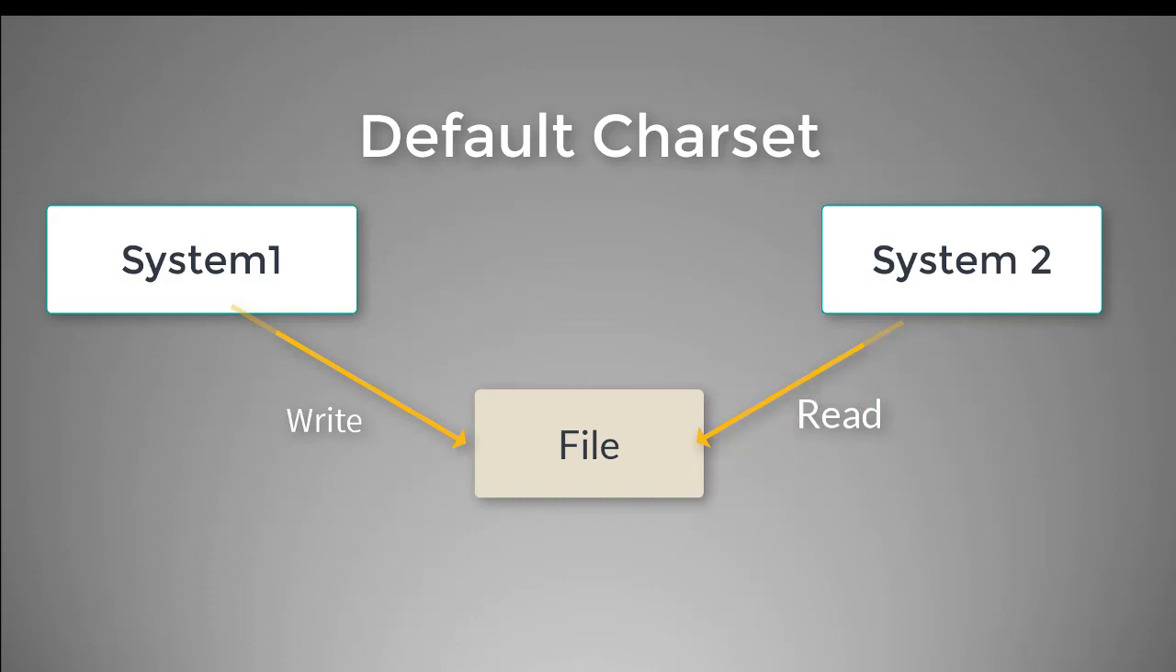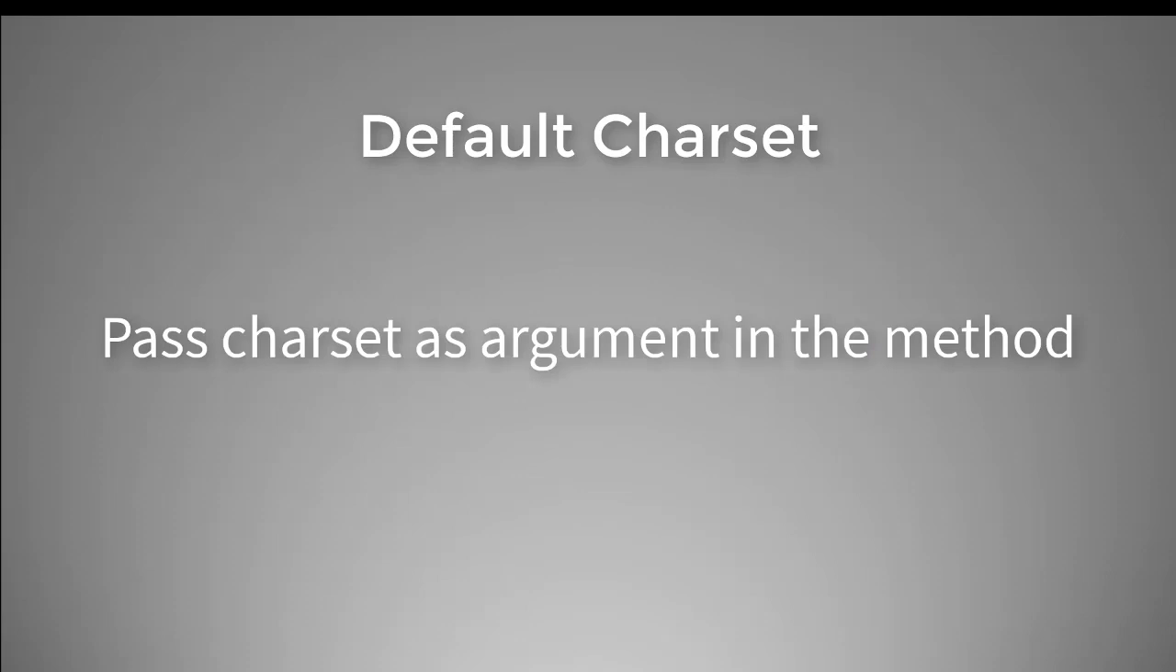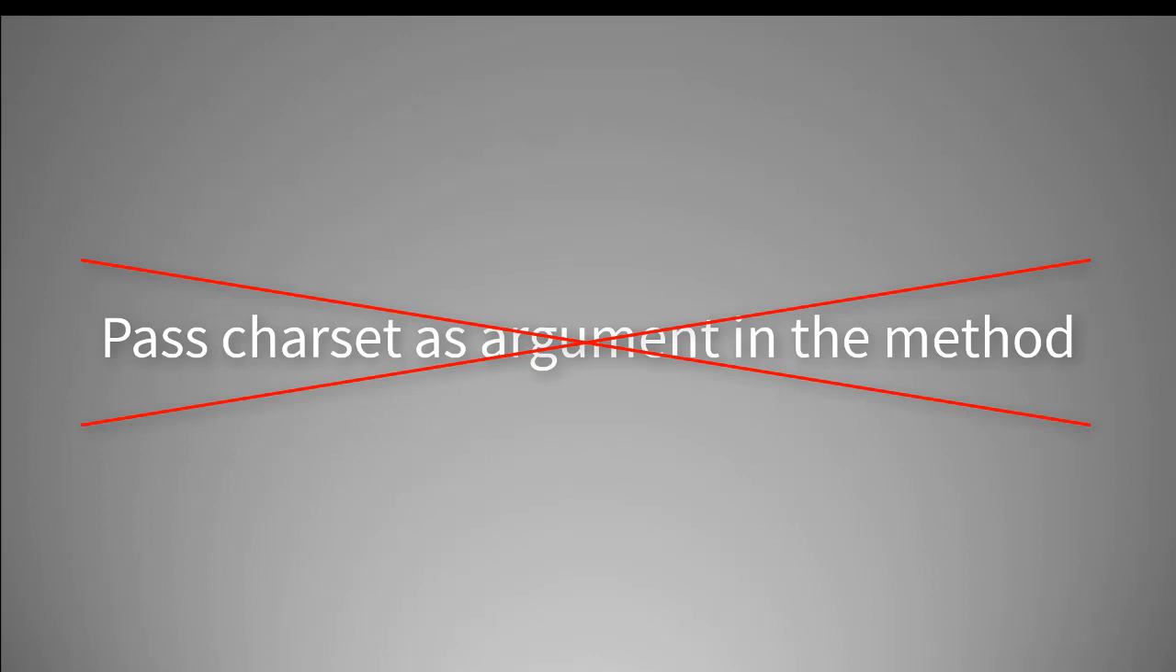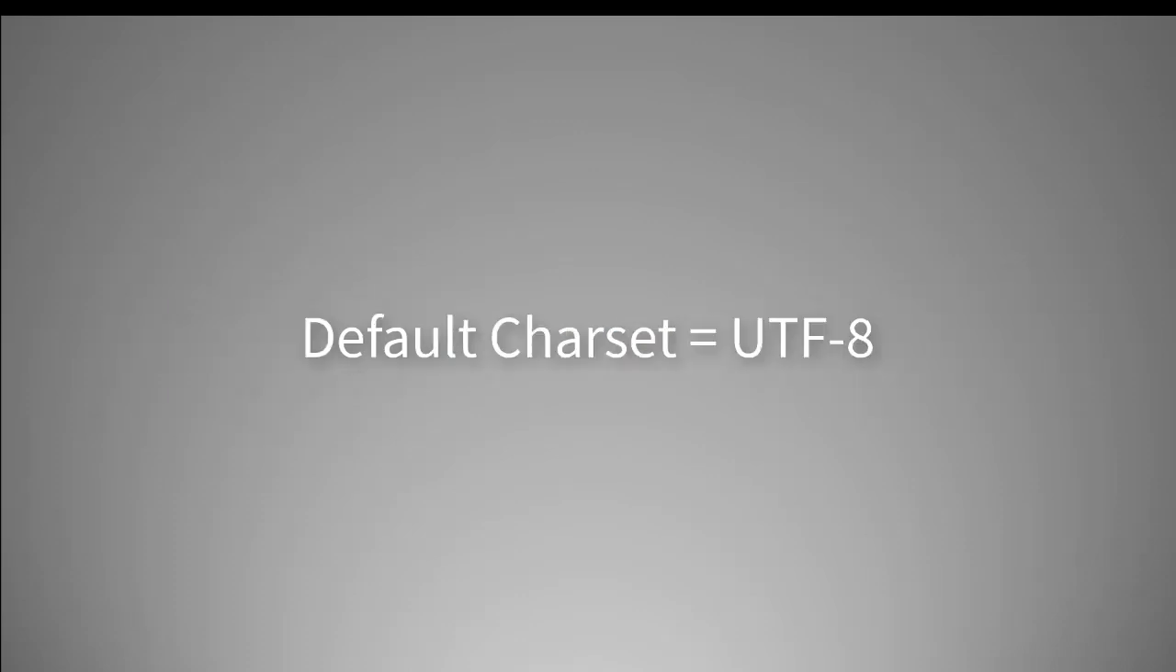Obviously, one of the solutions to avoid this type of data corruption is to pass the charset as an argument. However, this would prevent the method from being used via references in a stream pipeline. So passing the charset as an argument is not always possible. To fix all these issues, Java 18 has provided the solution that if you don't pass any argument for charset, then the default charset will be UTF-8.